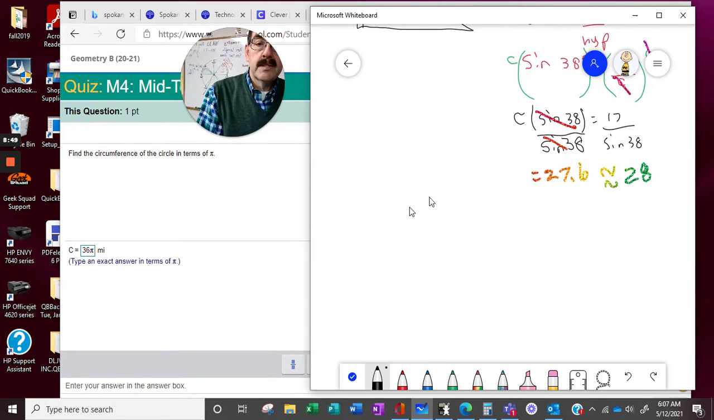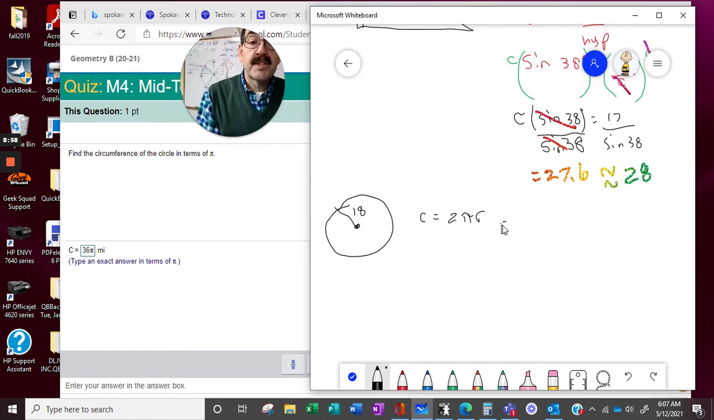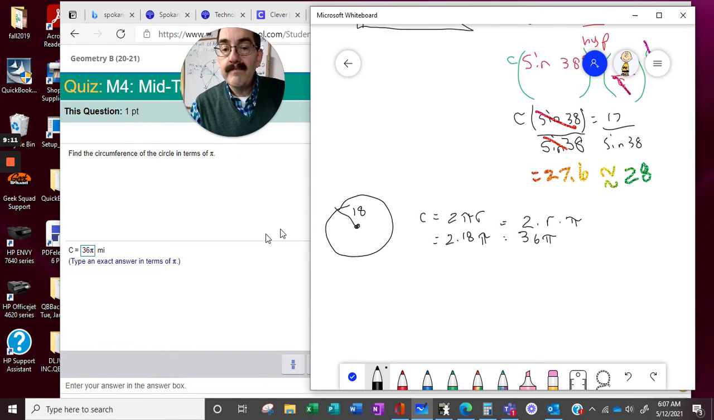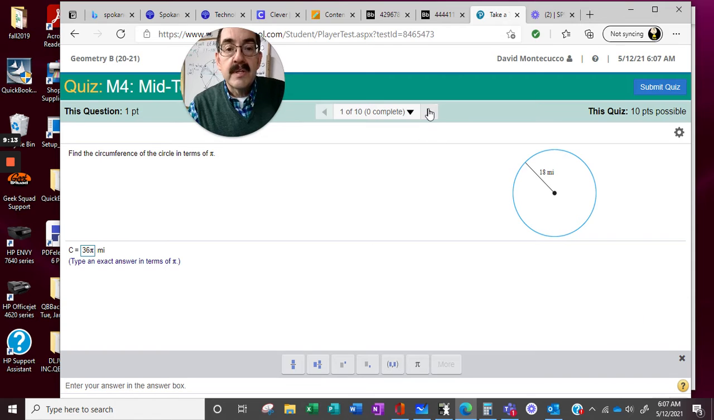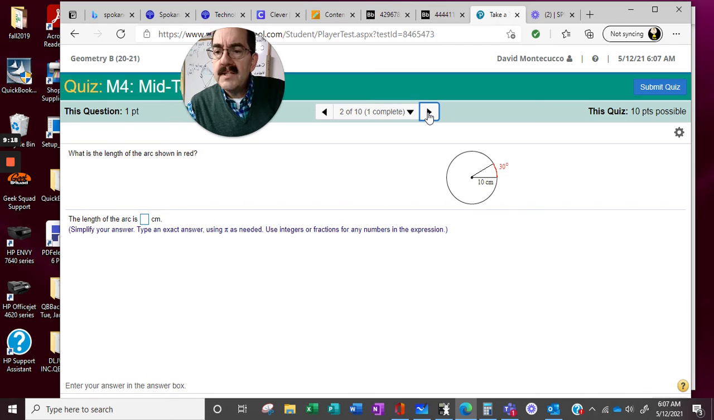All right, so we have a circle, 18, circumference is equal to 2 pi r. But the directions say leave pi in the answer, so 2 times r times pi. R in our case was 18, 2 times 18 pi, so 36 pi. Okay, all right. And we're on a quiz, so we can't check our answer.